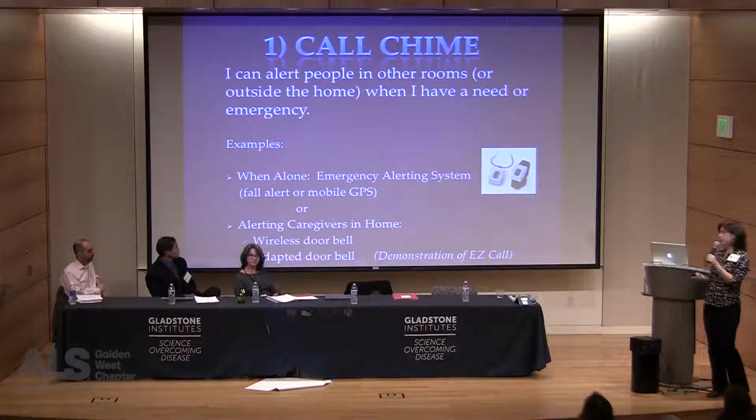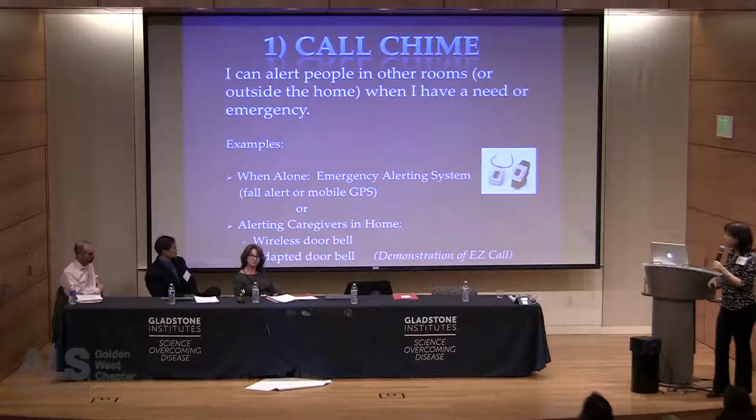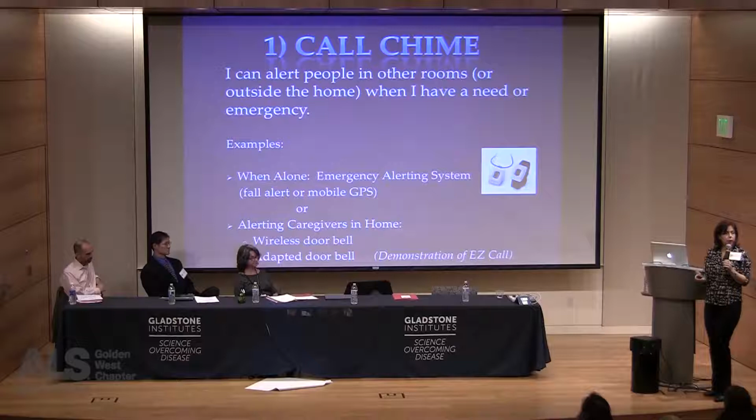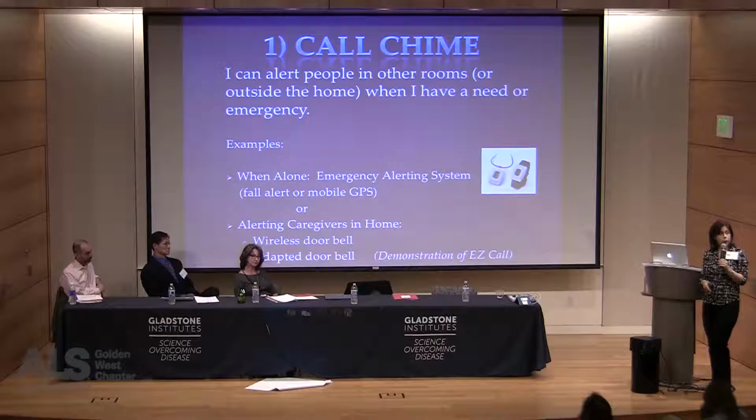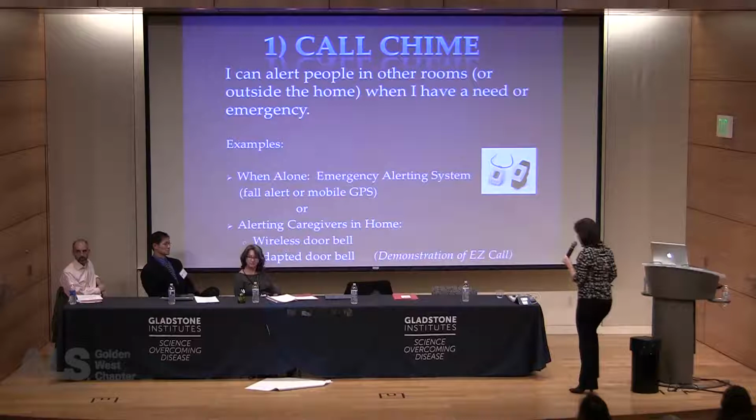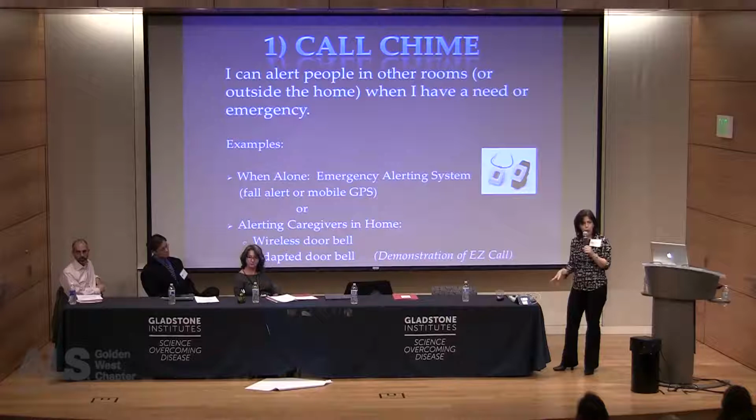Also, one of the main things that we work on are alerting systems in the home. A simple solution is a wireless doorbell. So for people who do have good hand movement, you can notify someone in another room that you need them with just a wireless doorbell. But so many of our patients don't have excellent hand movement, in which case we look at a lot of adapted call chimes, and I brought one in today.